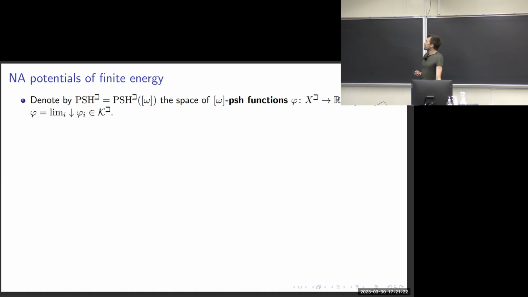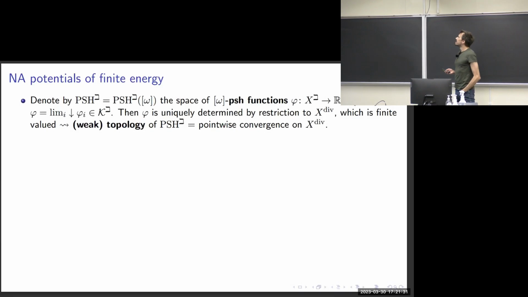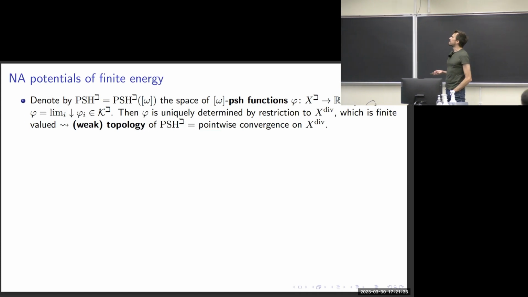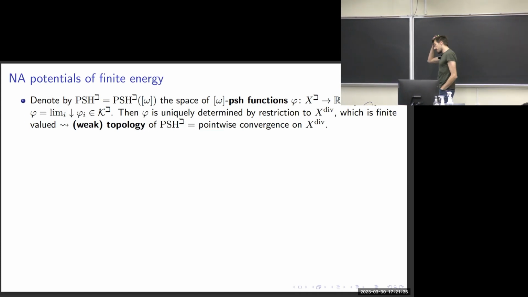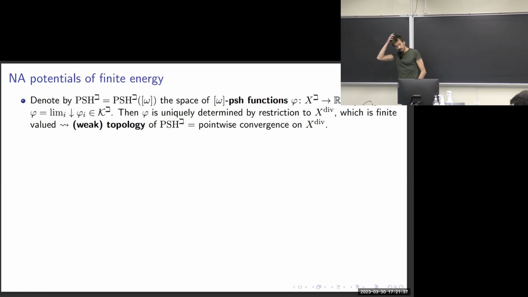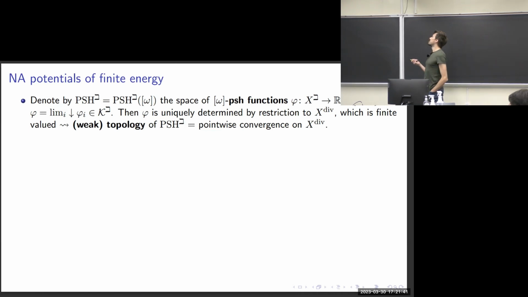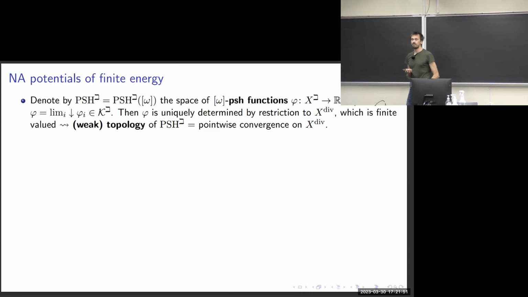So omega-PSH functions are decreasing limits of Kähler potentials by definition. It turns out that there is a natural topology, which is a kind of analog of the L1 topology for PSH functions. So such functions happen to be always finite valued on divisorial valuations, and you put the topology of pointwise convergence. Well, anyway, it's not very important. There's a natural topology on PSH functions.